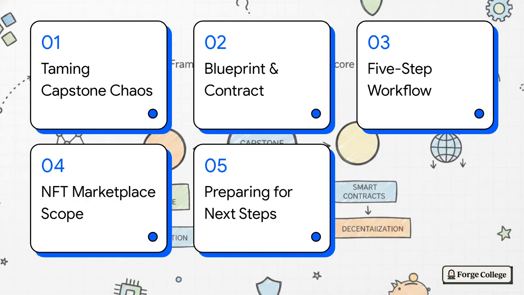Here is the game plan for today. We'll be hitting 5 main points. 1. Taming your Capstone chaos. 2. The blueprint and contract. 3. The 5-step workflow. 4. Scoping an NFT marketplace. And 5. Preparing for the next steps. Let's get right into it.